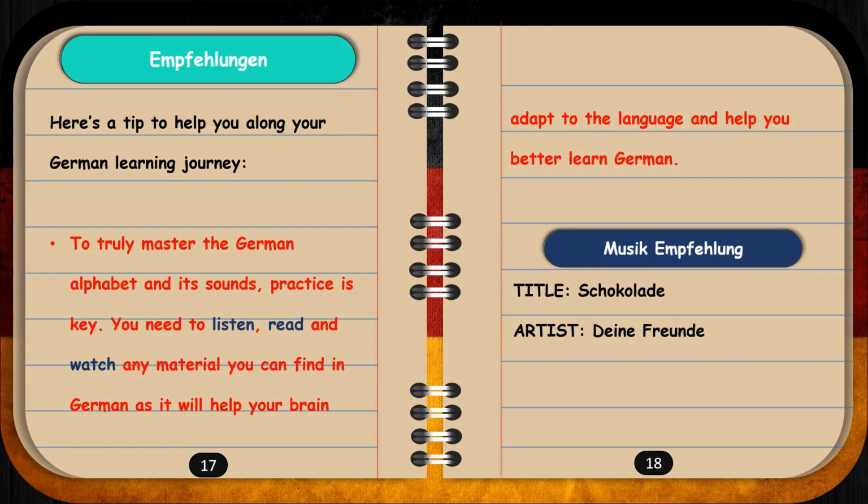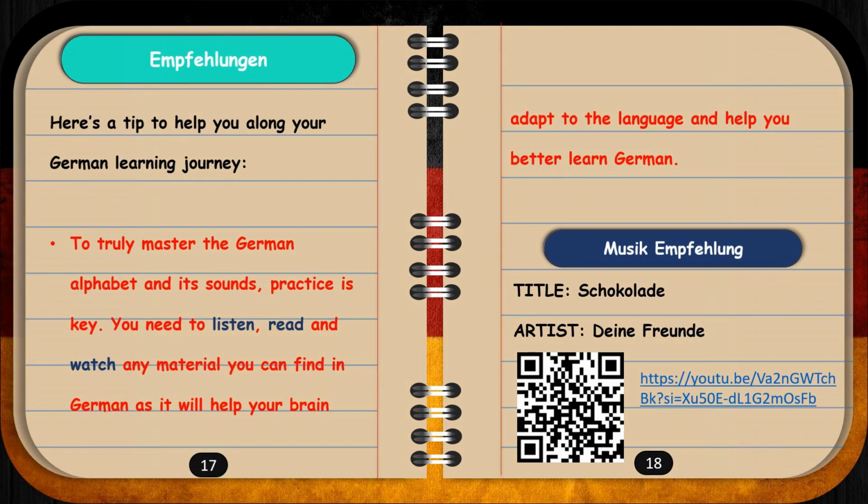Our music recommendation for today is one that I myself listened to when I started learning German. It's a song by the German music group Deine Freunde, called Schokolade. You can type the song title and artist name in the YouTube search bar to listen to the song, or better, scan this QR code on the screen if you can.